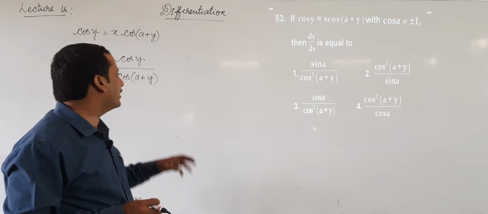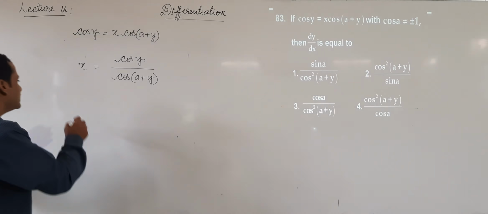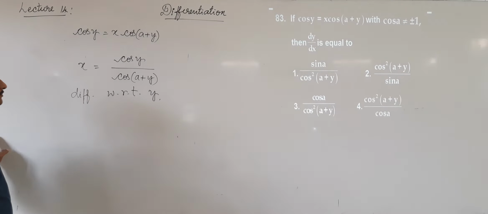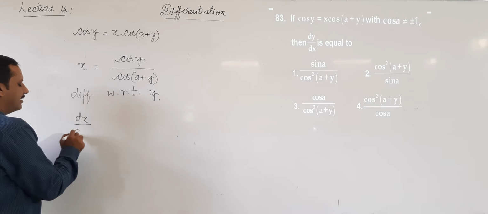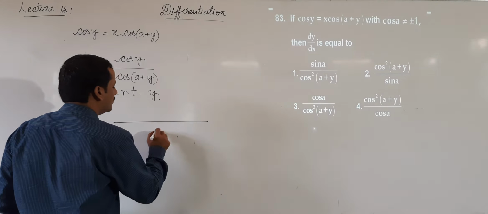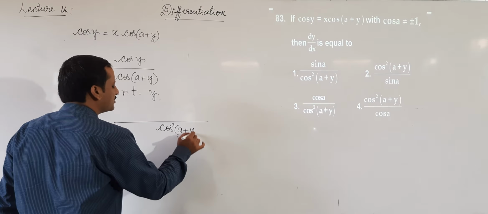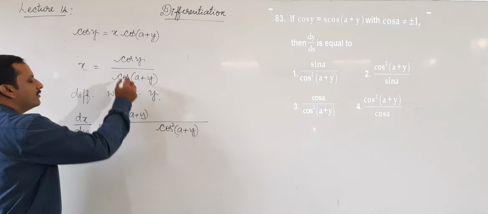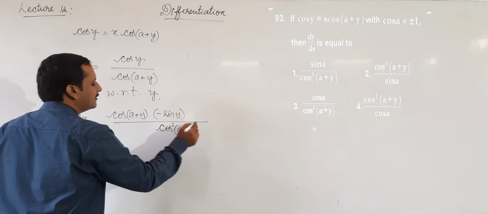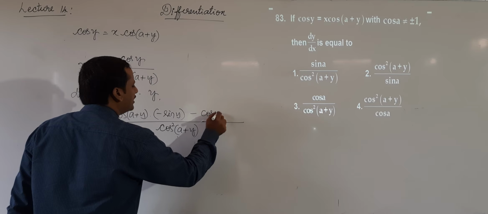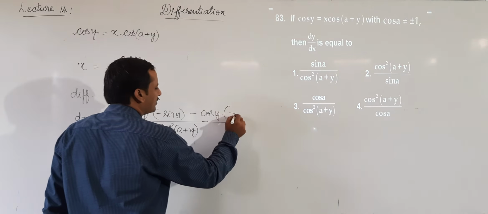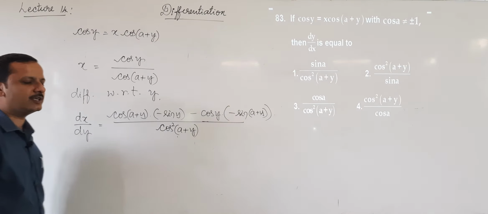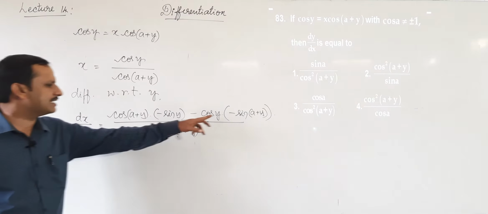So for that reason I am writing x as a function of y and differentiating with respect to y. On LHS we get dx by dy, on RHS cos square(a plus y), I am using the quotient rule here: cos(a plus y) into the derivative of cos y, which is minus sin y, minus cos y into the derivative of cos(a plus y), which is minus sin(a plus y). Now don't write y dash, because you are differentiating with respect to y, not x. So this minus into minus will be plus.